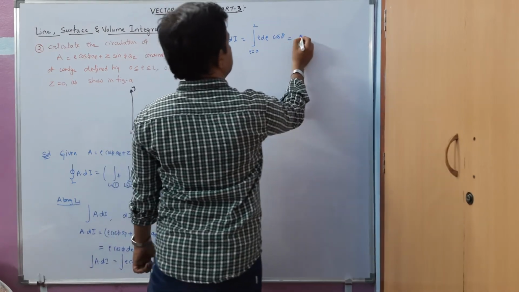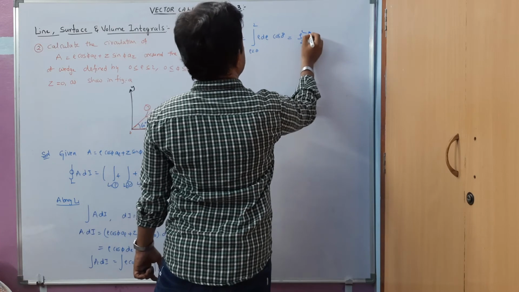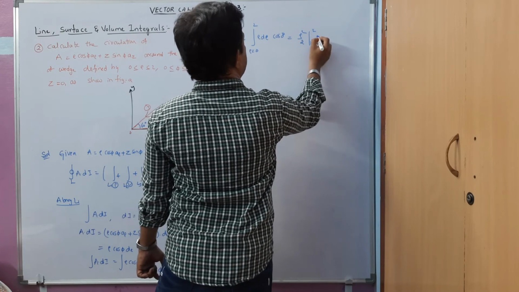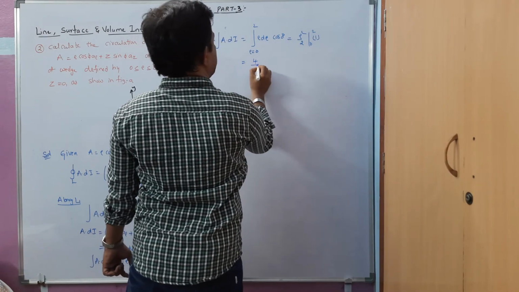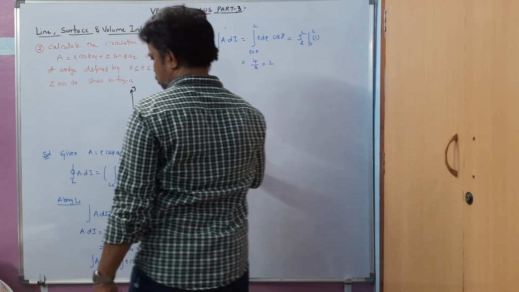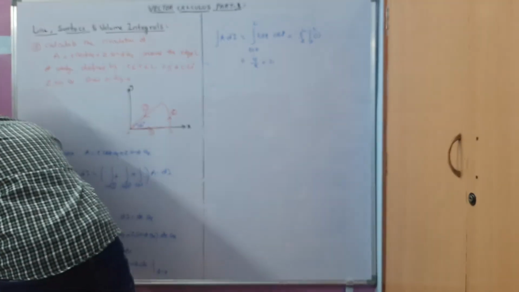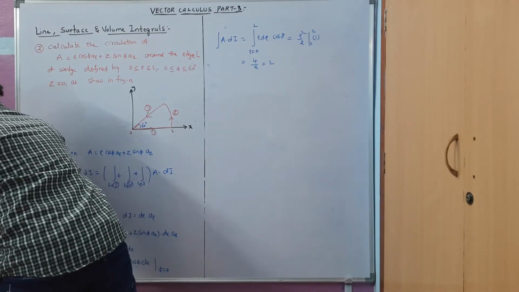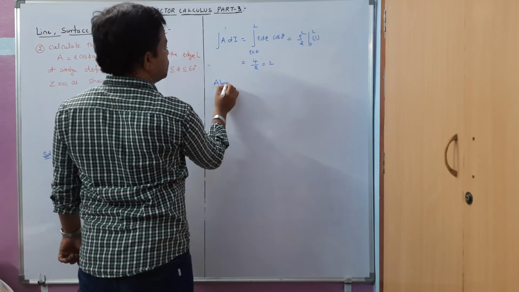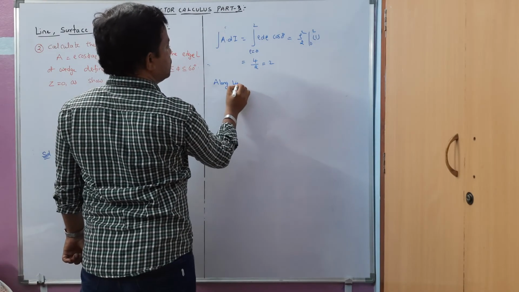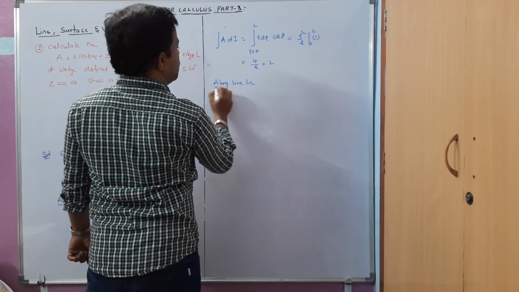Now this will become rho square by 2, integral 0 to 2, into 1. So that is 4 by 2, which is equivalent to 2. Now let us take segment 2, along line 2, or L2.